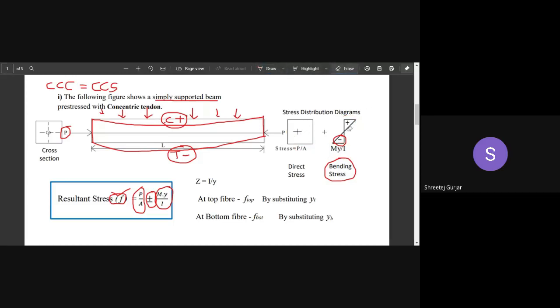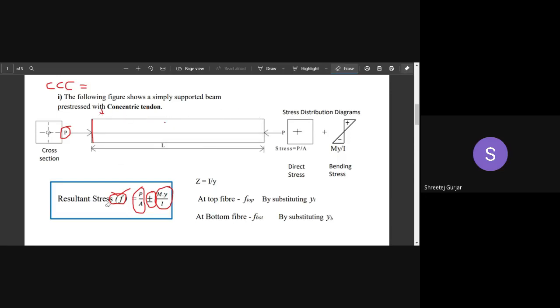So I hope you have understood the concept of the concentric tendon, and this is the formula which we have to use for calculating the resultant stress in your concrete beam with a concentric tendon.